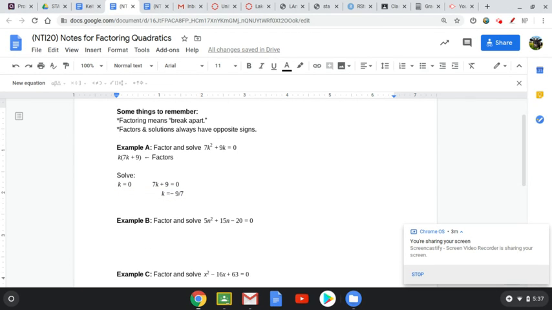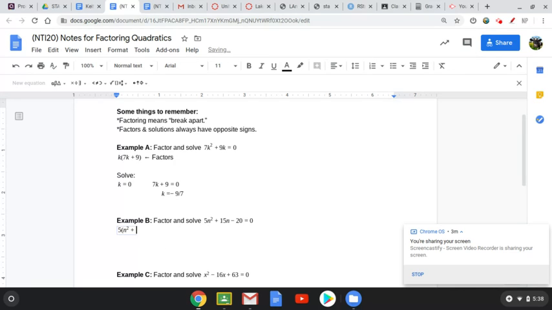All right, looking at example B, the only thing that's different about example B is now you've got 3 terms instead of just 2. But it's the same steps. I say, okay, what do these 3 terms have in common? Well, 5, 15, and 20 all have a 5 that can be pulled out of them. So as I start to factor this, the first thing I do is write down that 5 out front. And then in parentheses, I list what's left after I pull out a 5. Well, for 5n squared, you got rid of the 5, but the n squared is still there. Okay?